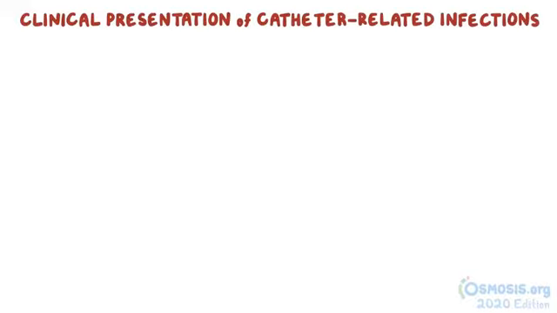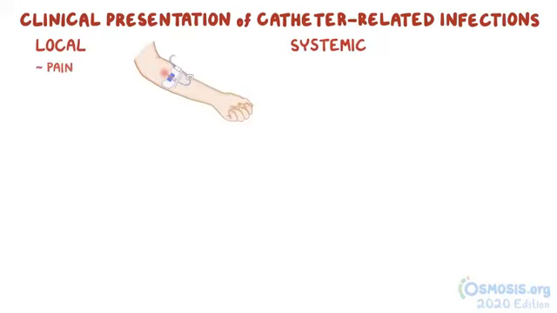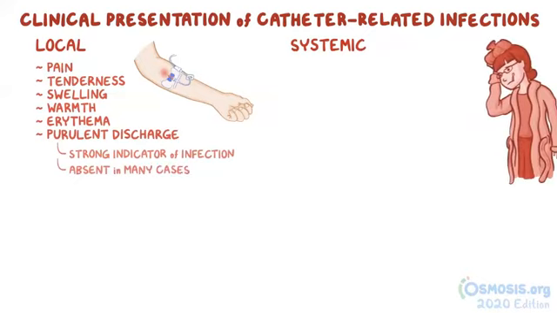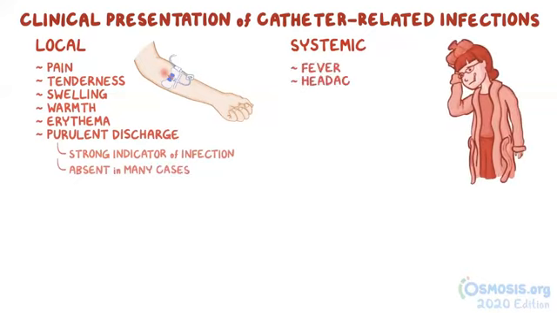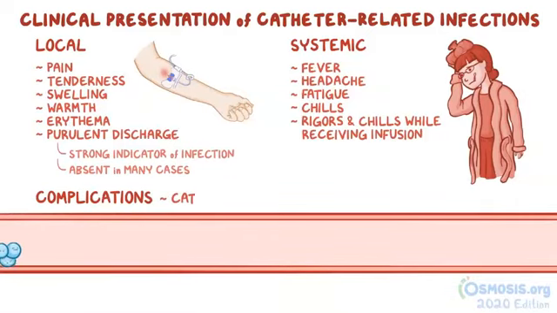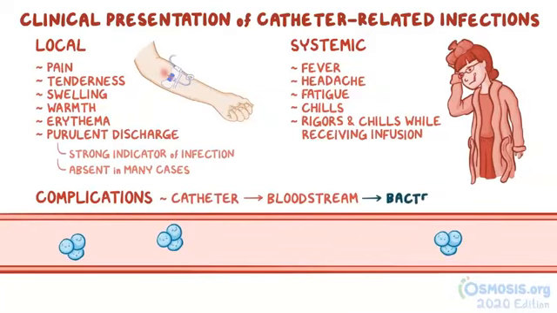Now, the clinical presentation of catheter-related infections is nonspecific, and it includes local and systemic signs and symptoms. Local signs and symptoms include pain, tenderness, swelling, warmth, erythema, and purulent discharge. Moreover, purulent discharge is actually a strong indicator of infection, but it's absent in many cases. On the other hand, systemic signs and symptoms include fever, headache, fatigue, and chills. Also, a person can complain about rigors and chills while receiving infusion. As far as complications go, bacteria can migrate along the intravenous catheter and enter the bloodstream, causing bacteremia or sepsis.